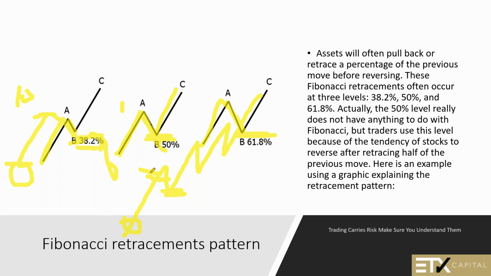So we would see first at a 38.2 retracement. When it hit that and it bounced off, we might say we want to enter the market now, or we would wait for the 50% level. So they become levels of support and resistance.